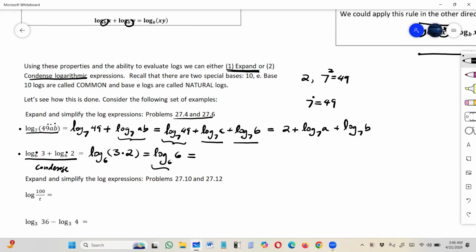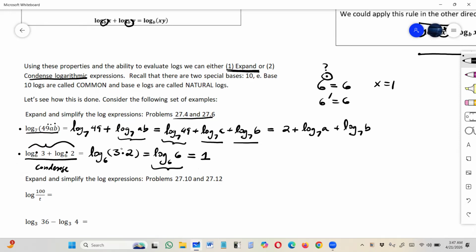And now I have to see if I can evaluate log base 6 of 6. So again, I'm going to write it over here for you to see. So that expression means which number I can have 6 raised to in order to get 6. Well, obviously the answer is 1 because 6 to the 1 is 6. So log base 6 of 6 is 1. So this expression here is 1.